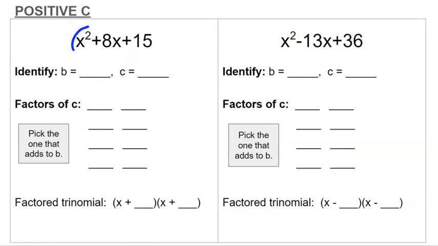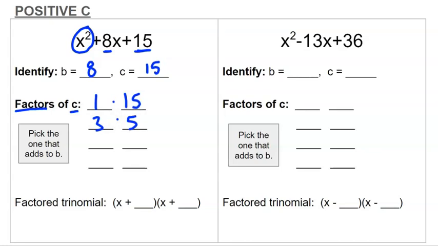As you can see, we just have x squared. There's no number in front of that. So our b is going to be in front of the x. So 8 is going to be our b, and 15 is our c. And then what we are going to do is list out the factors of c, or numbers that multiply to make 15. So 1 times 15, 3 times 5.